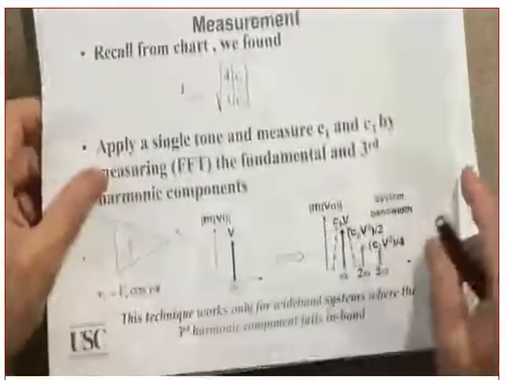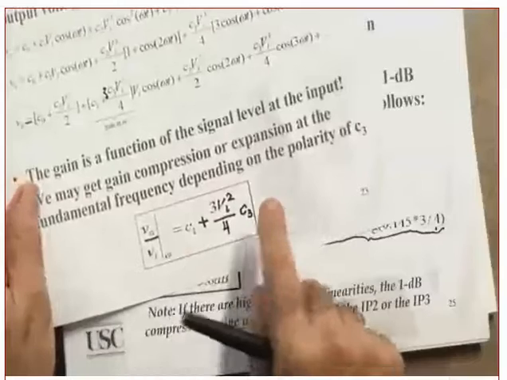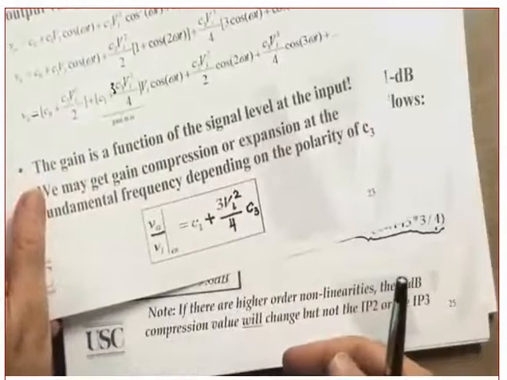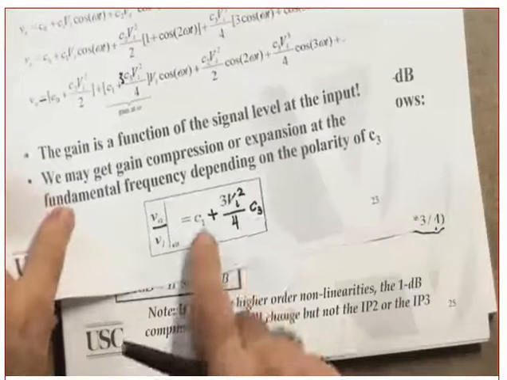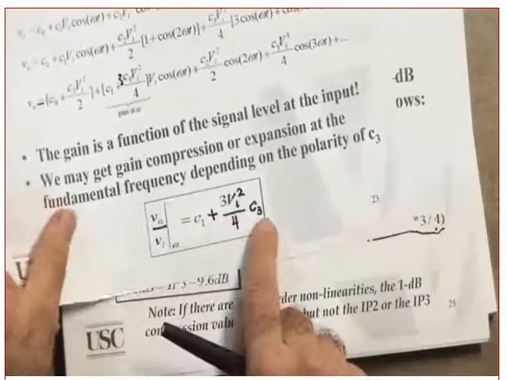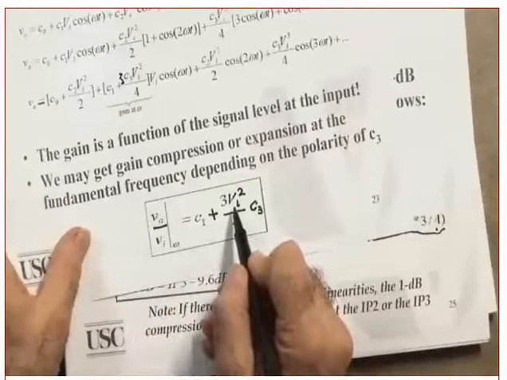I did not get your question. The what? This C sub 1 and C sub 3 depends on the components itself of the amplifier. Which one? C1 and C3? No, not on the input voltages, but it depends on the components. The input voltage is here. This is VI square.